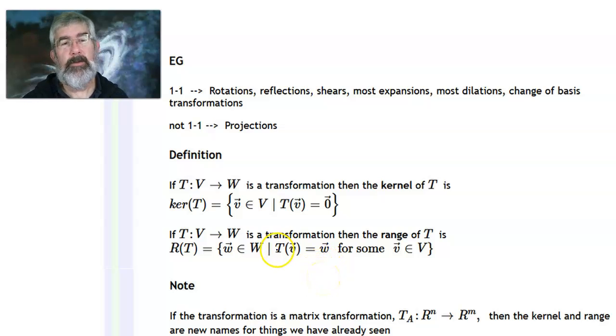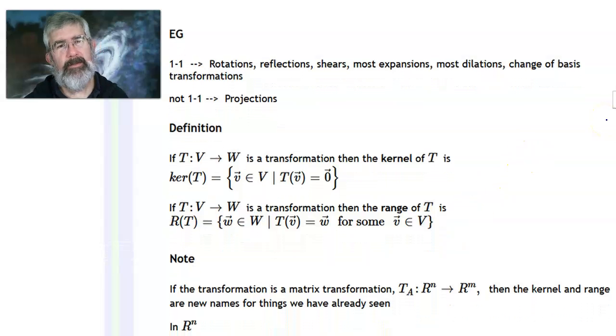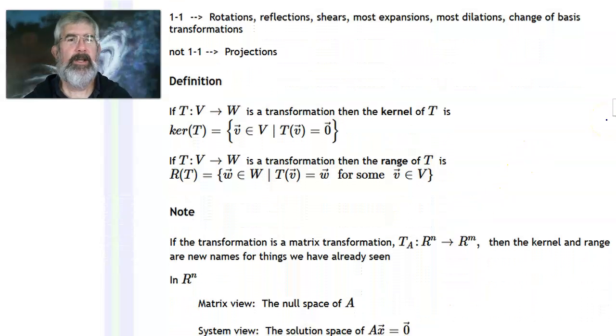Okay. Now, again, the book is defining this in terms of T sub A, some matrix transformation, but the notion is good for any transformation from one vector space to another. It has to be a vector space because you got to know what a zero vector is. It can't just be one set to another, because if there's no sense of zero, then this doesn't make any sense.